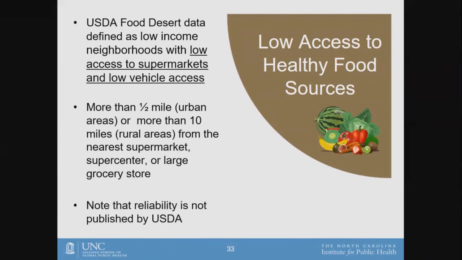No vehicle access are those households that do not have a vehicle present. And in Wake County, there are 16,000 households without a vehicle. One thing to note is that the USDA does not publish reliability on their estimates, but it is the best data that we have at the moment for food access.